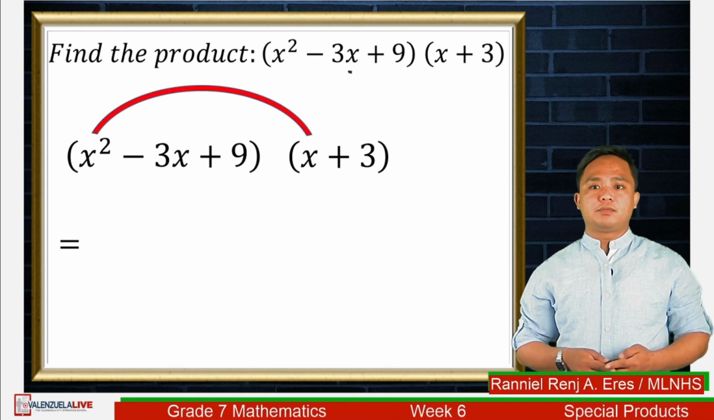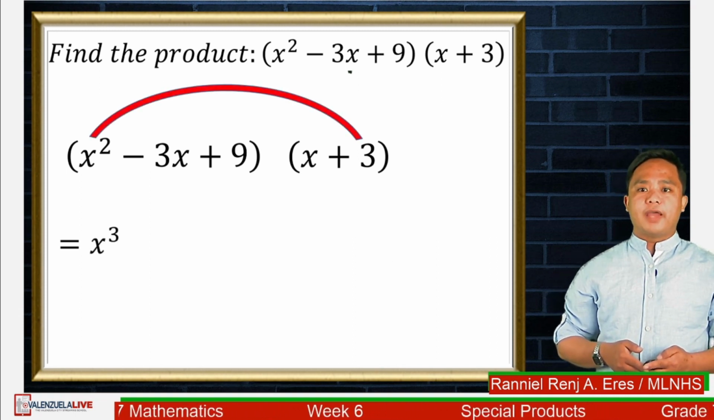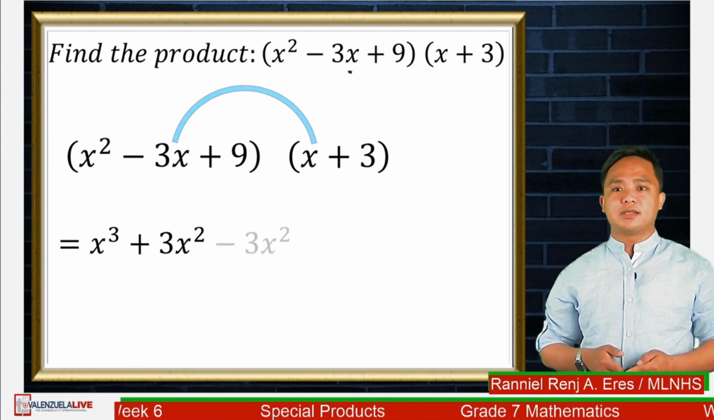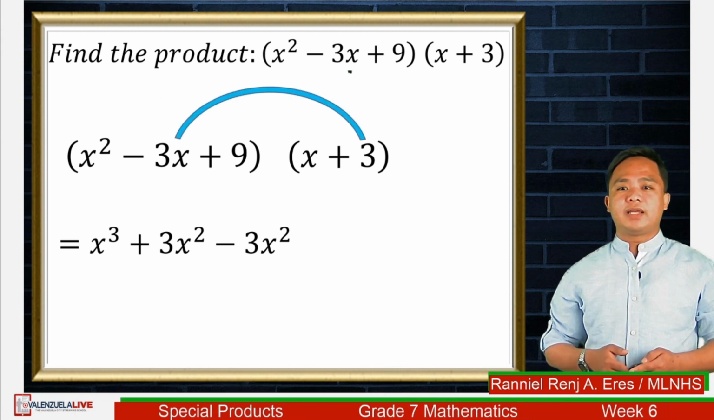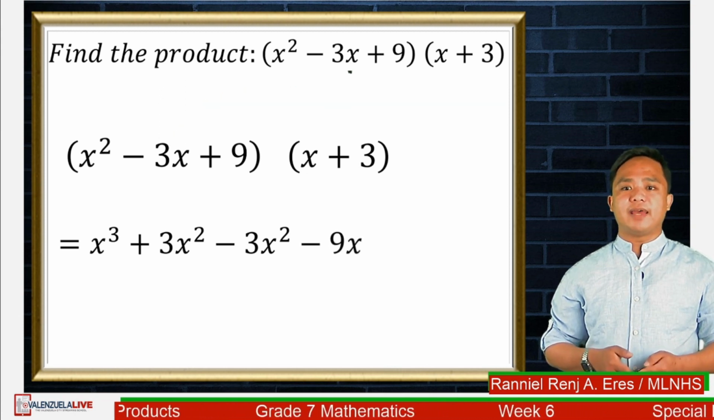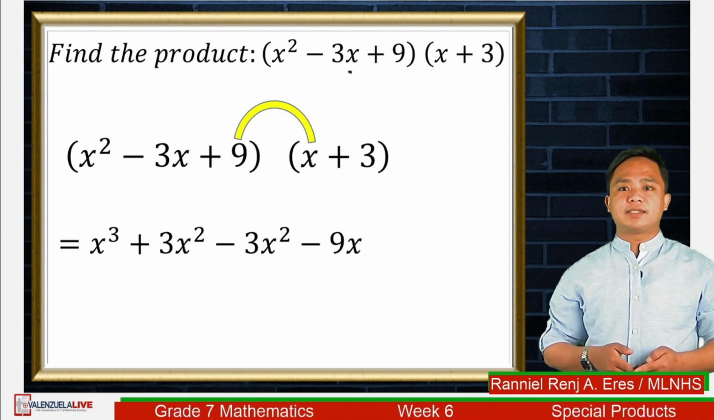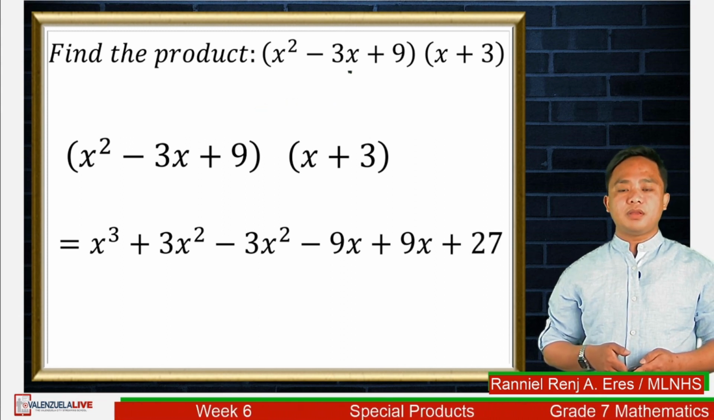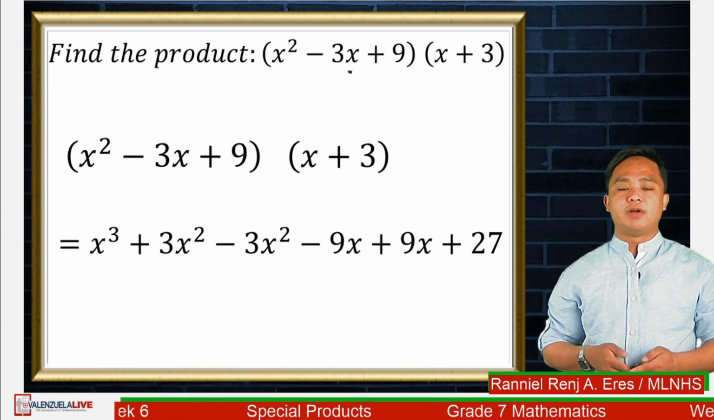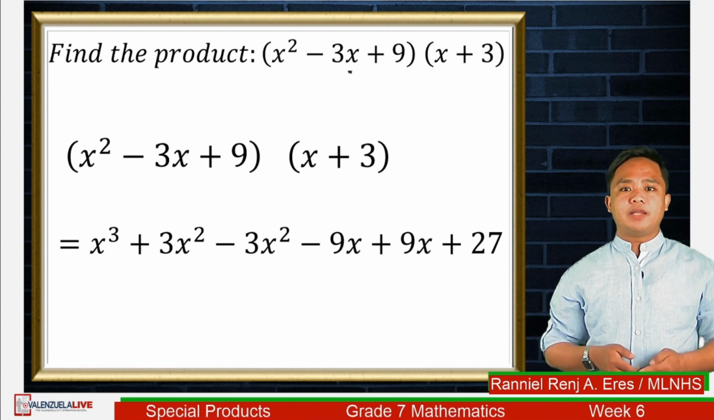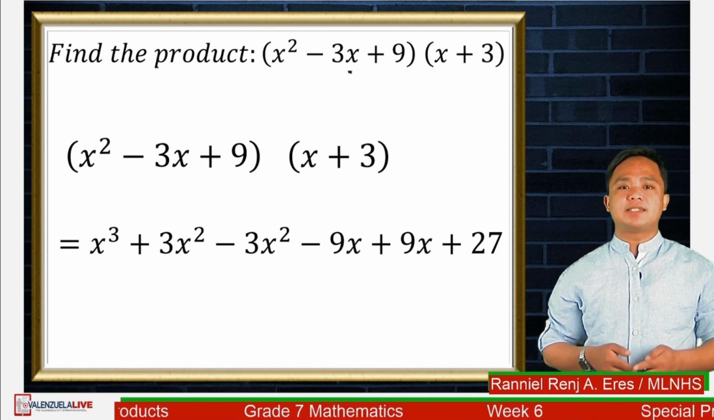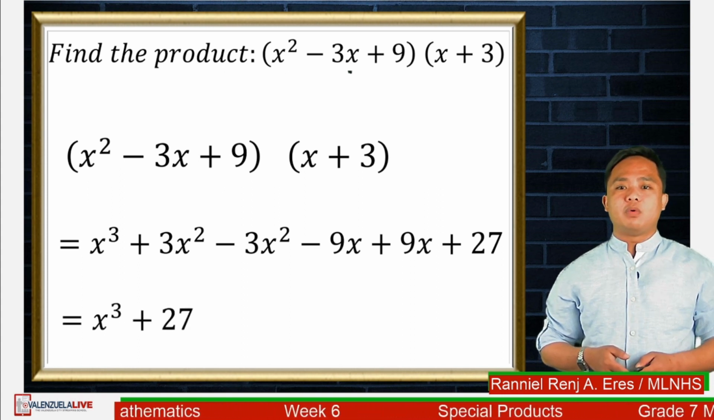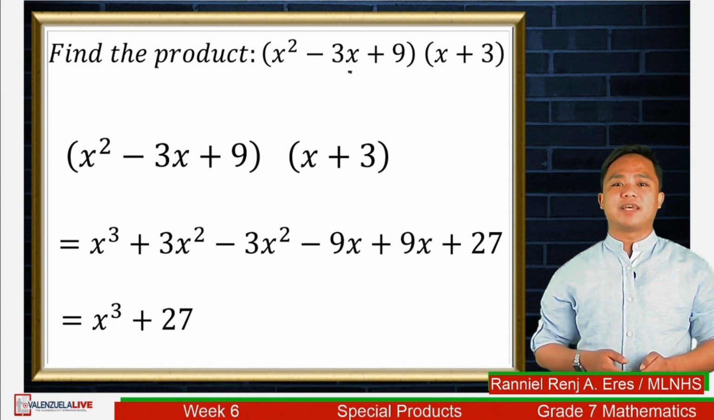So we have x squared times x, we have x cubed. X squared times 3, we have 3x squared. Negative 3x times x, that is negative 3x squared. Negative 3x times 3, that is negative 9x. 9 times x, that is 9x. And 9 times 3, that is 27. As our initial product, we have x cubed plus 3x squared minus 3x squared minus 9x plus 9x plus 27. And if we look for similar terms and simplify it, we will only have x cubed plus 27.